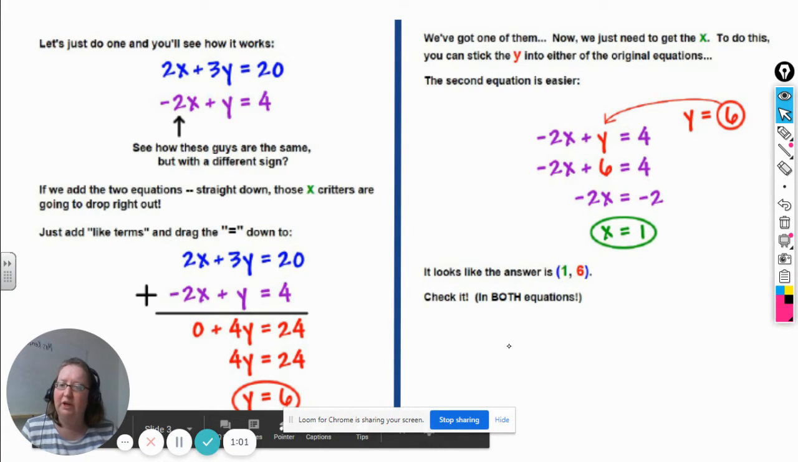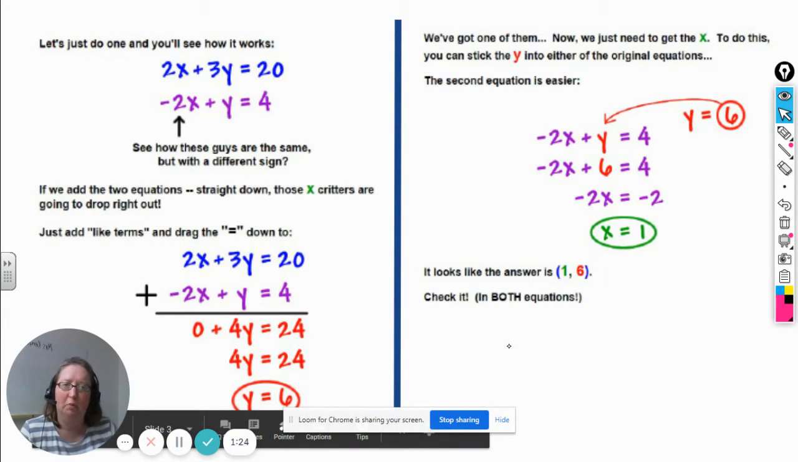And now we're going to combine our y's. 3y and one more y is 4y's. Combine the 20 and the 4 and solve for that y, and you get 6. Okay, so just like in substitution, when you get one of the numbers, the x or the y, then you got to substitute it back in. So that's what we did over here.